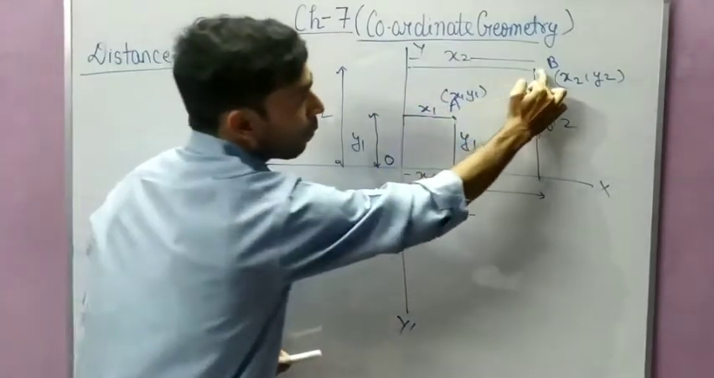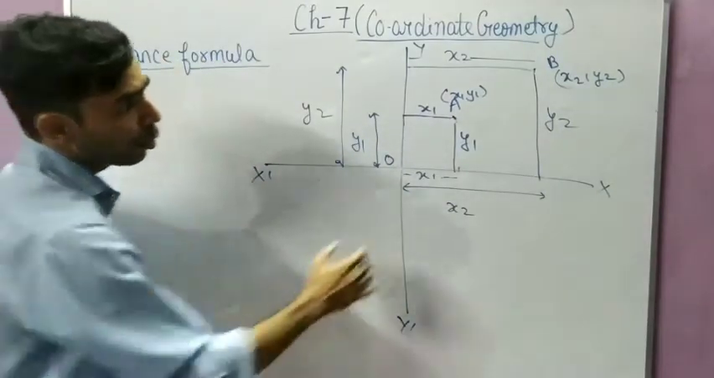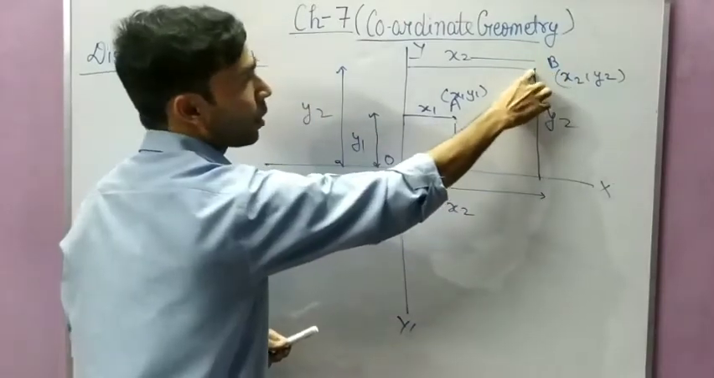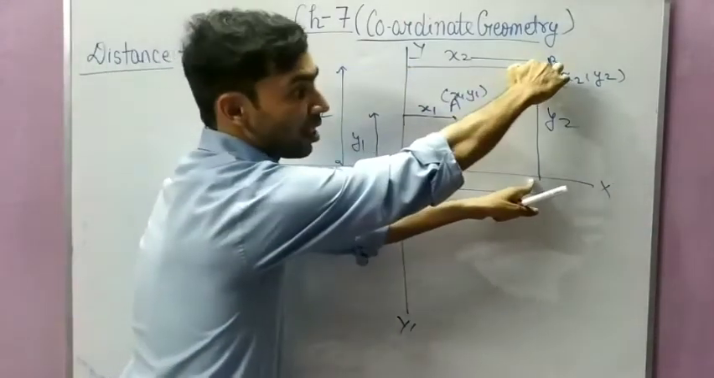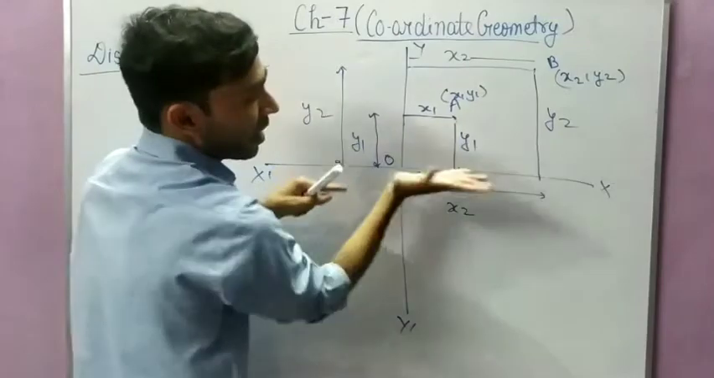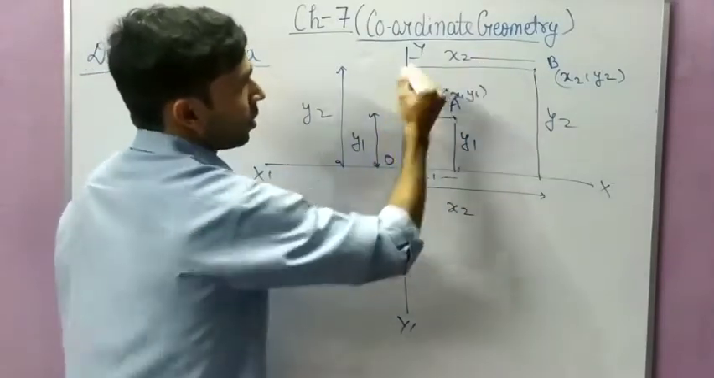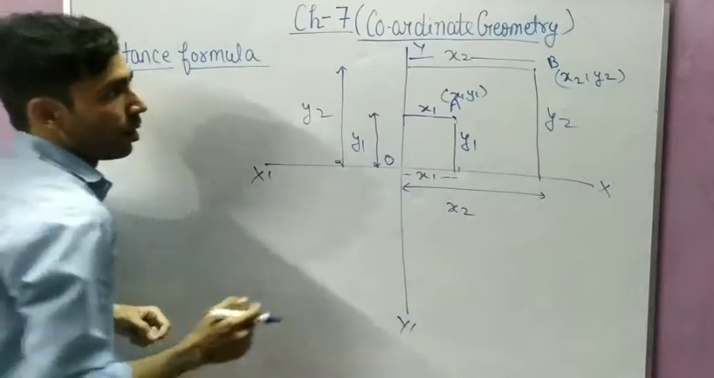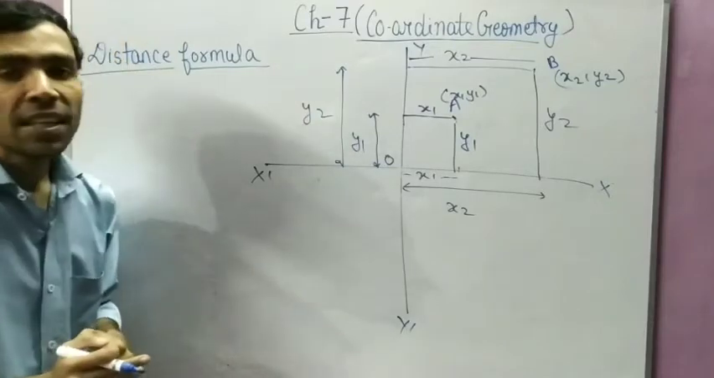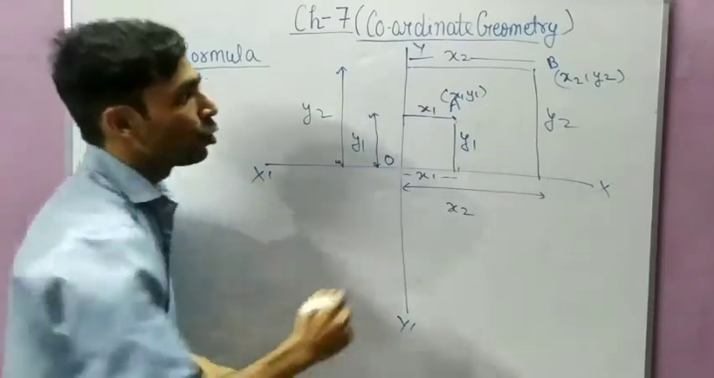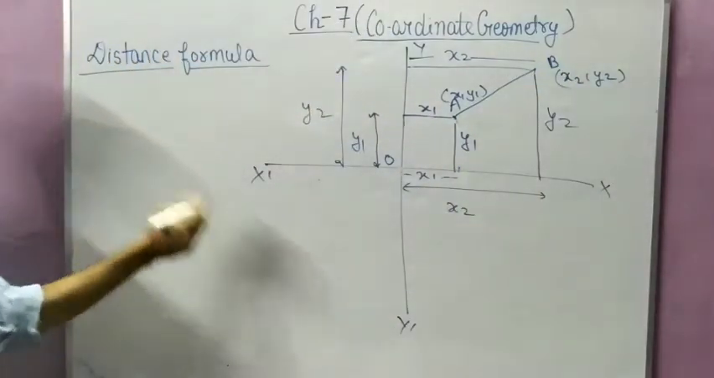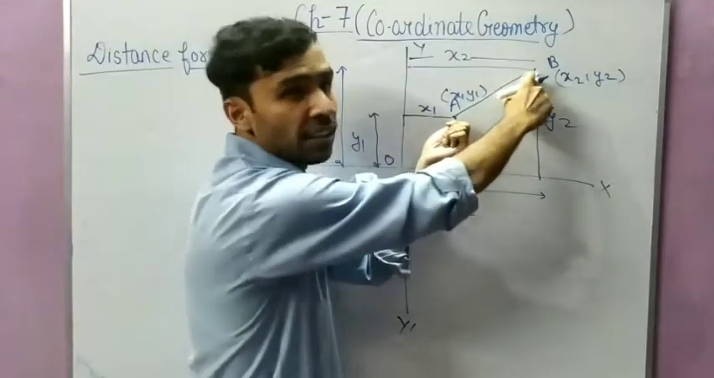Same case we have applied for point 2. Okay, so again from B we have drawn one perpendicular to this axis and one perpendicular to this axis. Because this is in the y direction, this will be the value of y2, and this will be in the x direction, so this will be the value of x2. This is the proof of the distance formula. Okay, so this distance will be x2 and this distance will be y2. Now we have to find the distance between A and B, so join it. Okay, so we have to find this distance, that is AB.